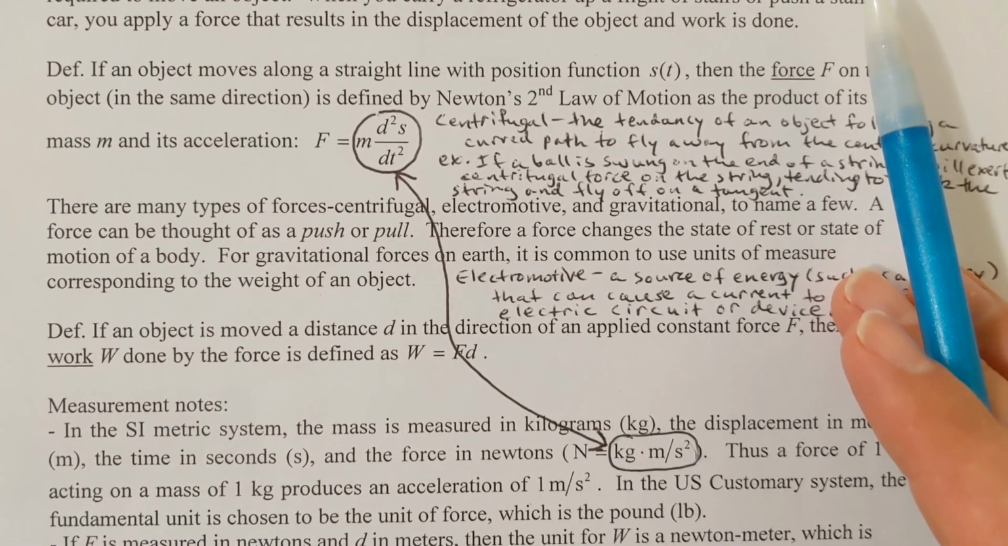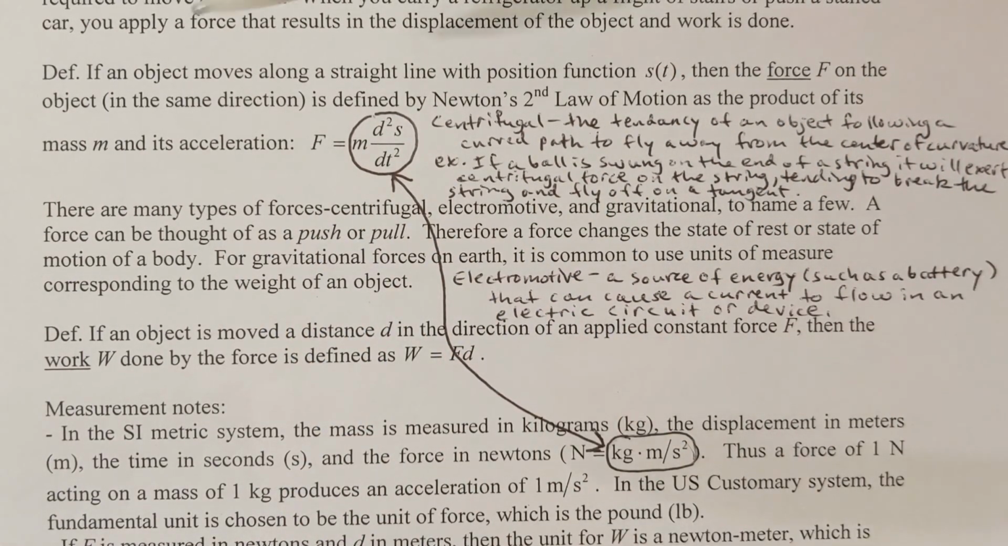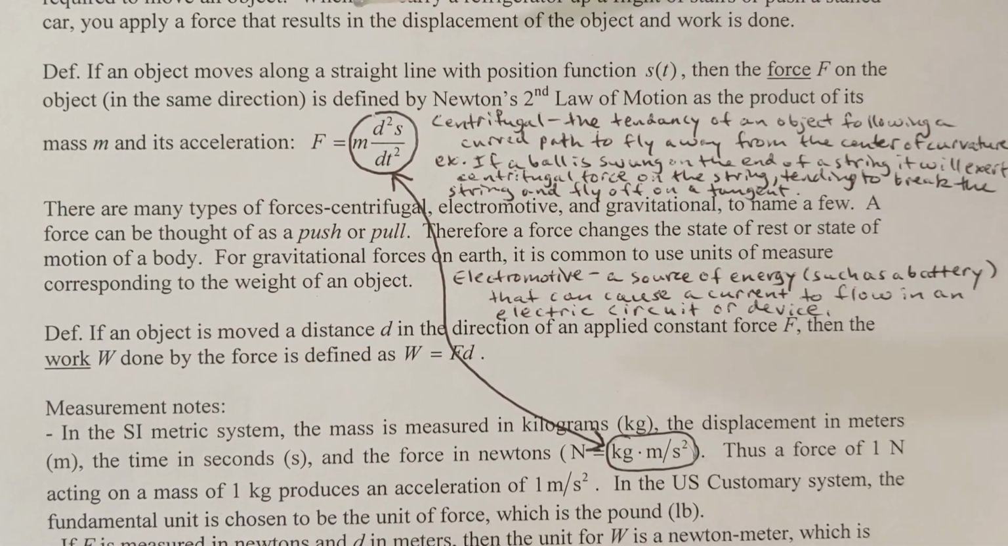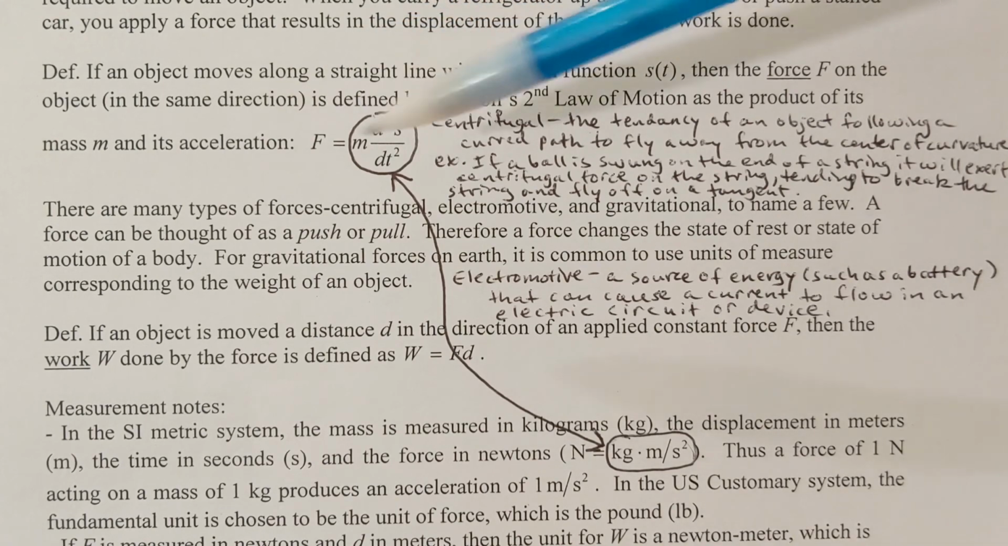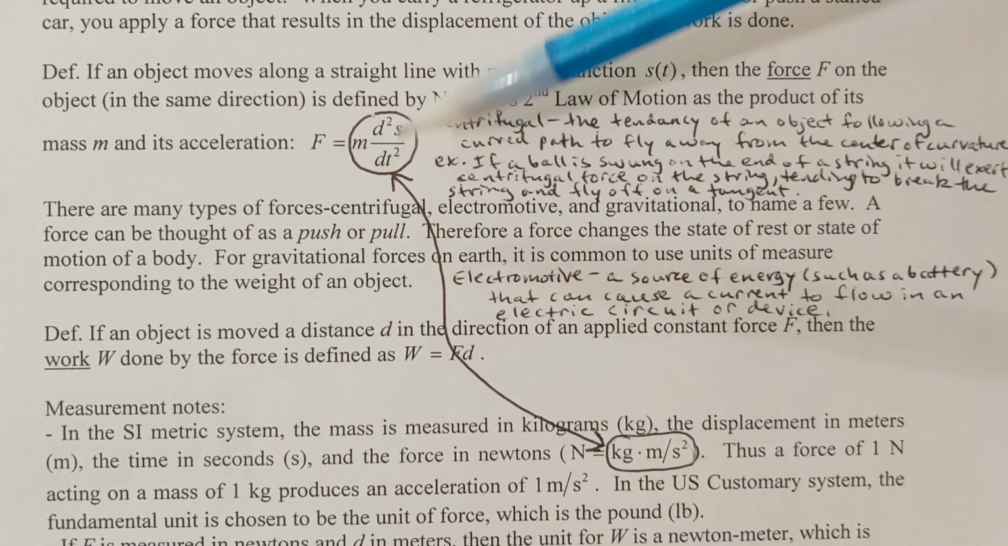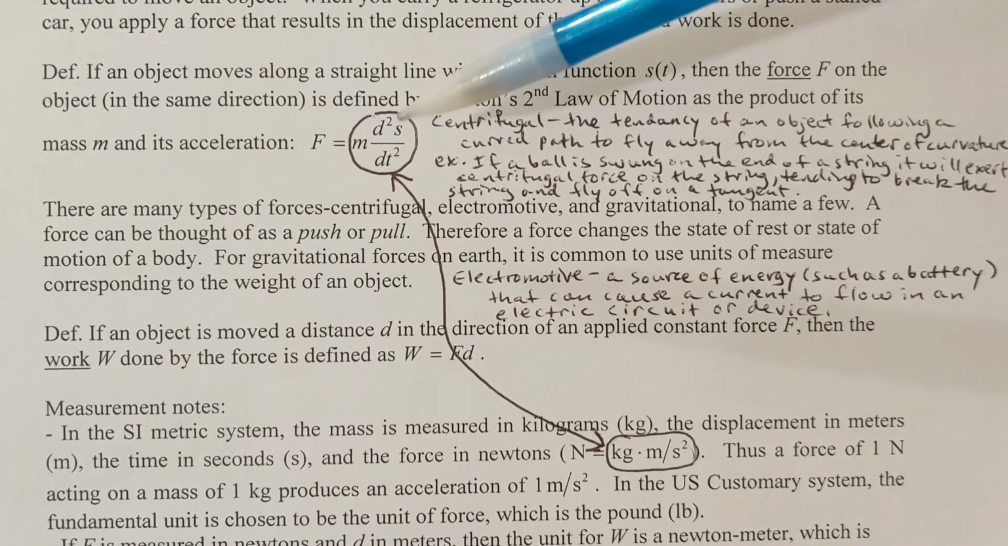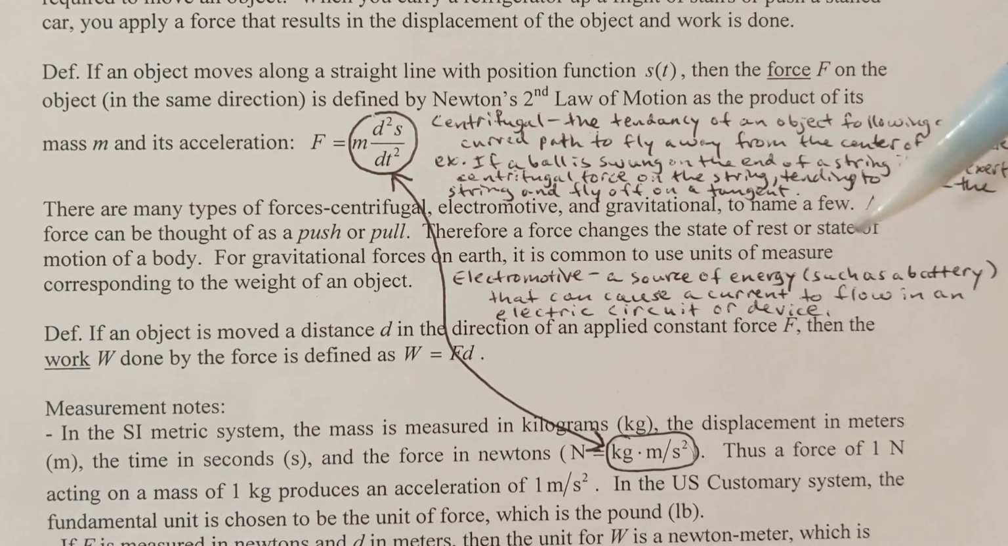Let's look at a definition. If an object moves along a straight line with position function s of t, then the force, capital F, on the object in the same direction is defined by Newton's second law of motion as the product of its mass and its acceleration. Okay, and you'll notice that I'm using Leibniz notation there. Of course, the second derivative of the position function is how you calculate the acceleration for the object.